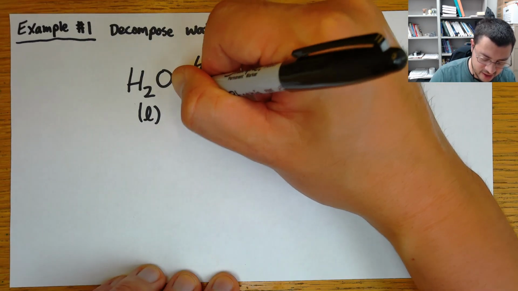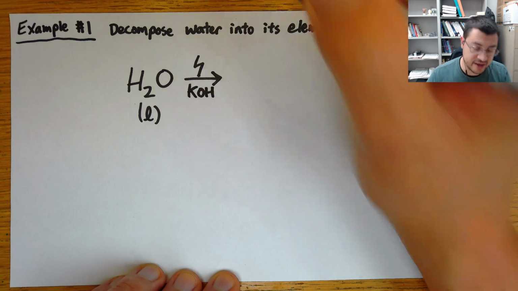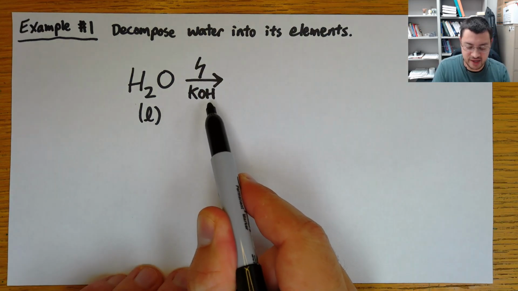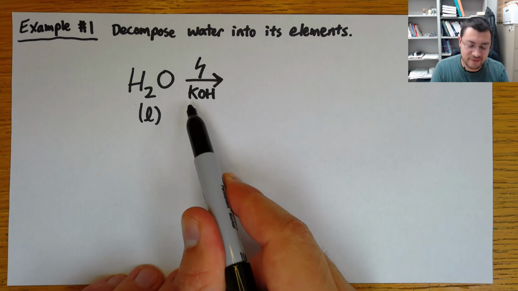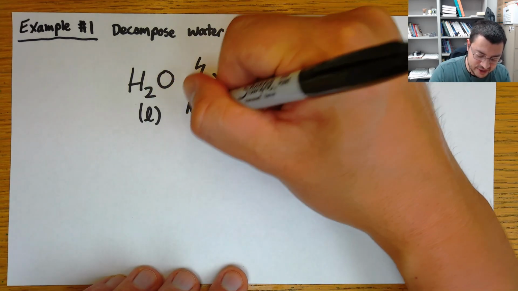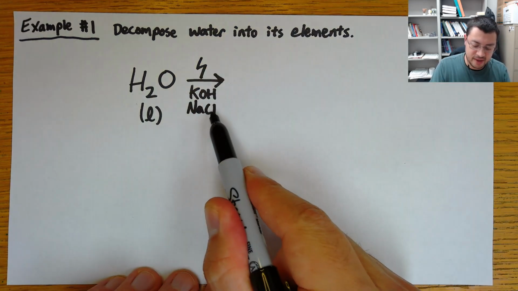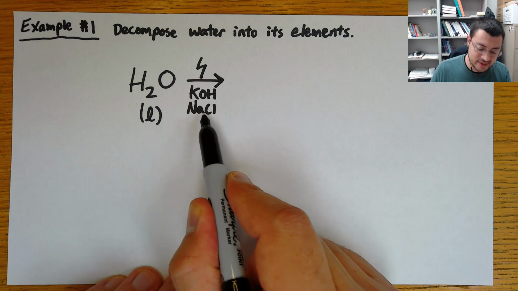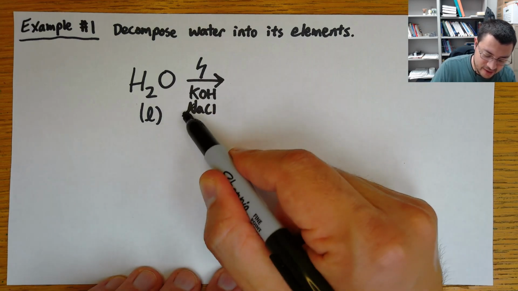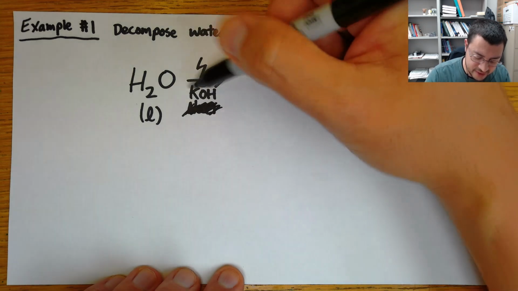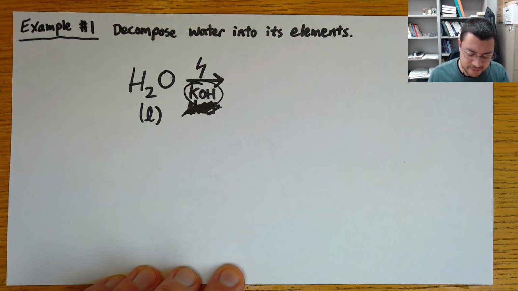A common safer electrolyte compared to other electrolytes would be potassium hydroxide. Not to say it's completely safe to work with, but safer compared to, say, sodium chloride, where you would make some chlorine gas byproducts, maybe even some elemental sodium. So not the safest route. This is the preferred route.